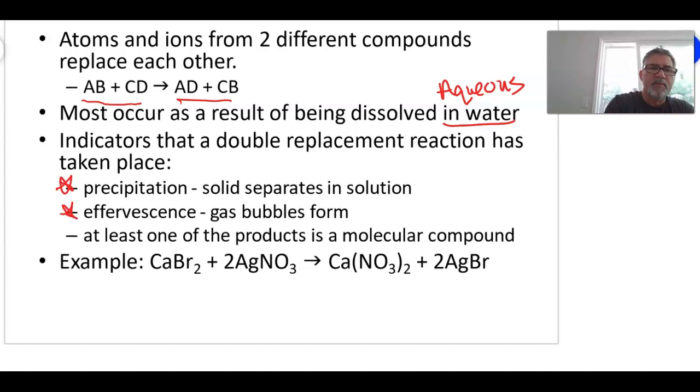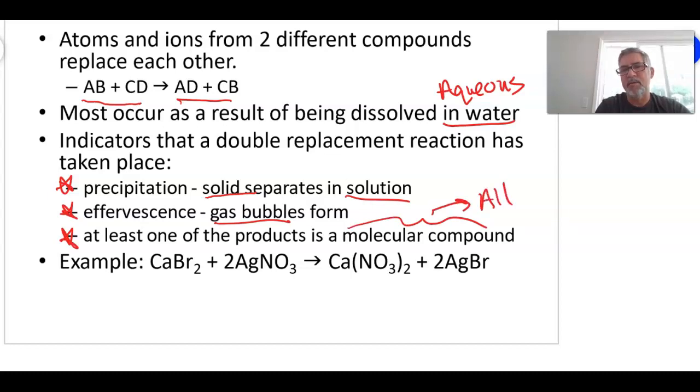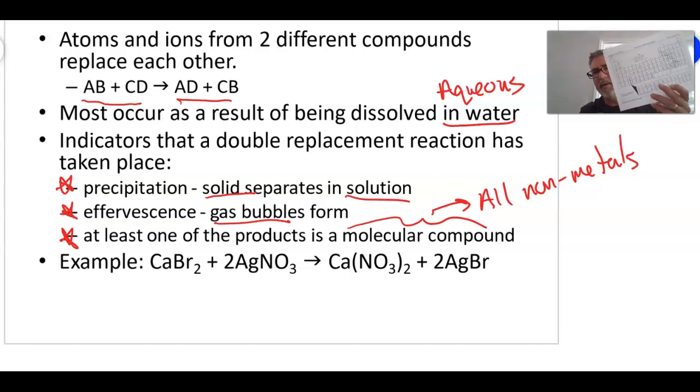Evidence for reaction. Make sure you take notes of these because they'll be on your quiz. Precipitation is solid in solution. Effervescence is gas bubbles. Or at least one product is a molecular compound. Molecular compound means all nonmetals. Ionic compounds are metals and nonmetals joined together. If you look at your periodic table, there's a little line going down that separates our metals from our nonmetals.